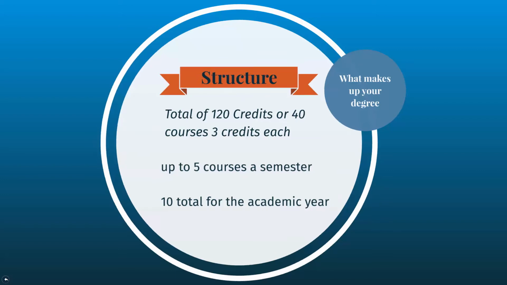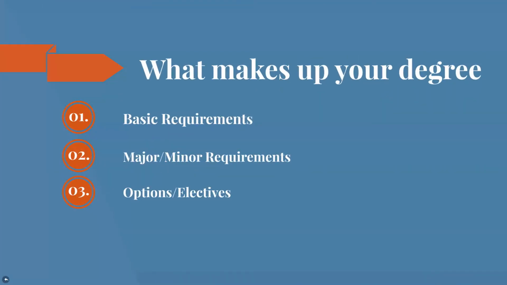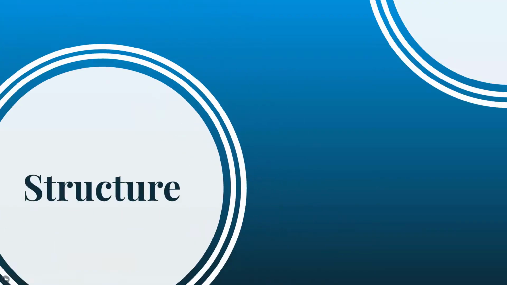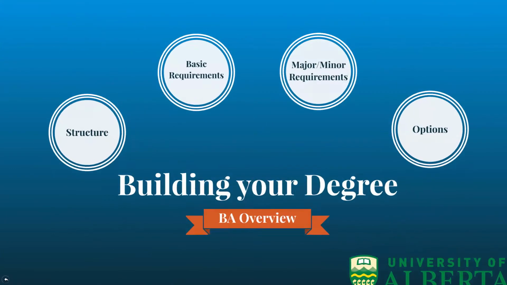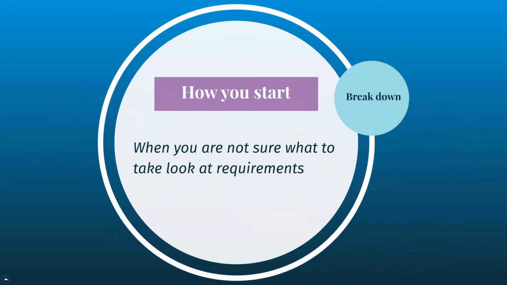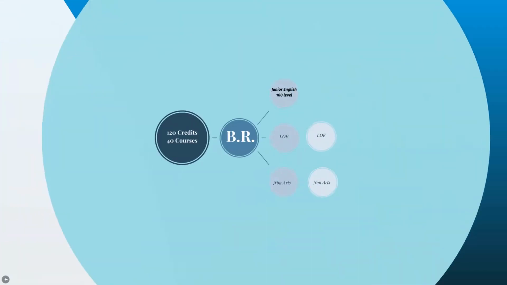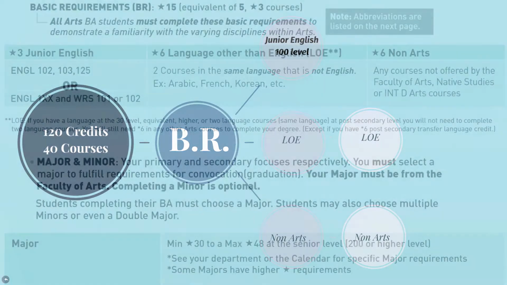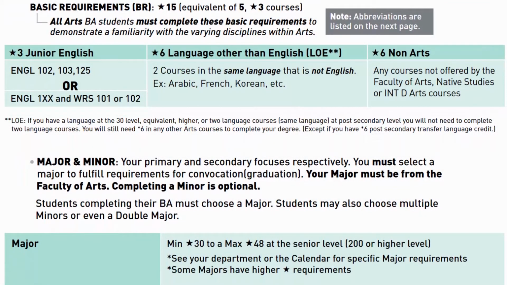The default structure of a Bachelor of Arts is basic requirements, major requirements, and then options, or electives. First, let's start with basic requirements. Basic requirements are a few core classes that all of our Bachelor of Arts students must complete as part of their degree. They include 3 credits or 1 course of 100 level English. This is also called junior level English.